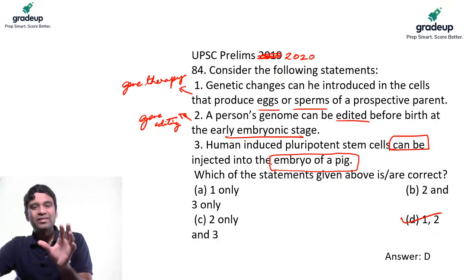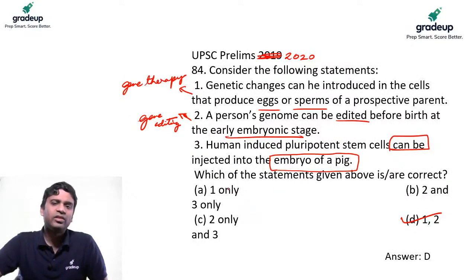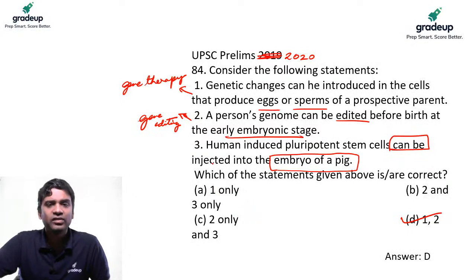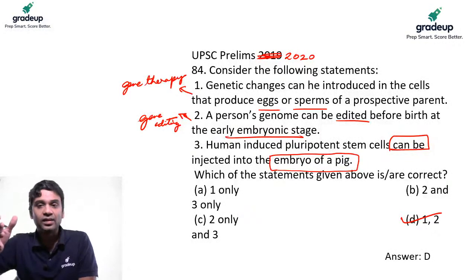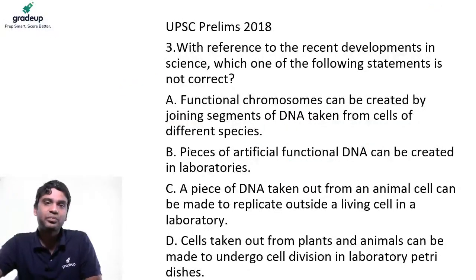Okay. So you will see statements like this. But there is no other option saying 1 and 2. So you should be able to take a chance. Though some of them are saying, sir, 1 is surely correct, or 2 is surely correct, and 3 is a doubt. But what can we do? The best possible answer is 1, 2, 3. And actually, the research has happened. The human induced pluripotent cells were actually added.